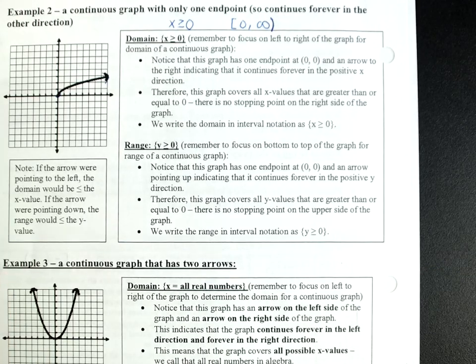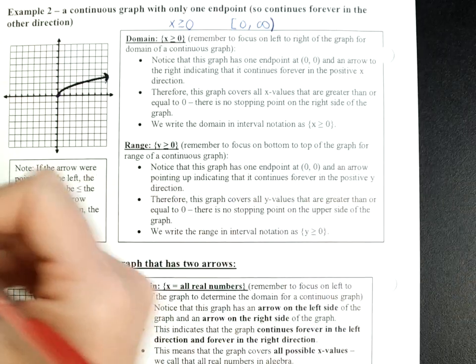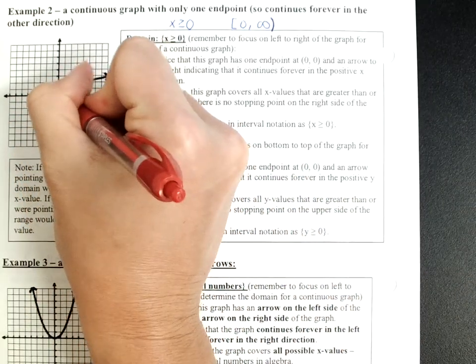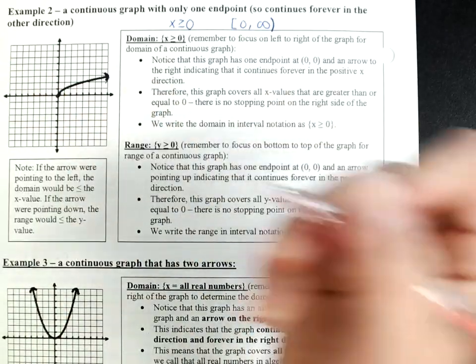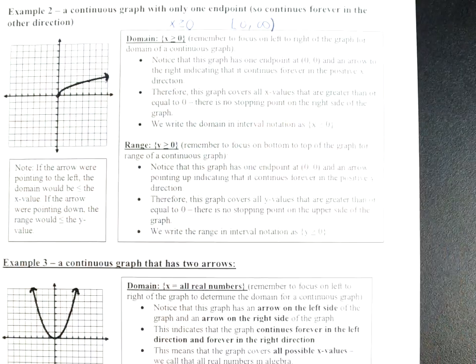Same thing if we looked at the range of this graph. What is the lowest point? Again, lowest point, the y value is equal to 0. So again, I could use the 0 for the lowest point.